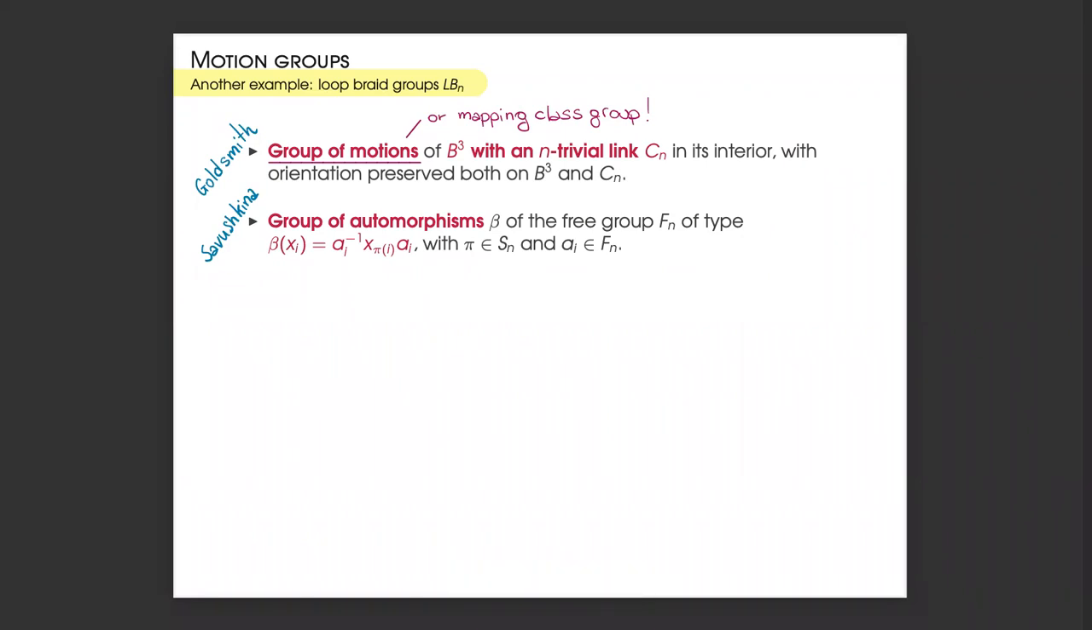Then we can see the loop braid group in a way that maybe is more proper for an algebra seminar, as the group of automorphisms of the free group on n generators such that each generator is sent to the conjugate of another generator. Remark that this is the exact same condition that we had for the braid group, but we don't ask for the second condition. We don't need the product of generators to be preserved.